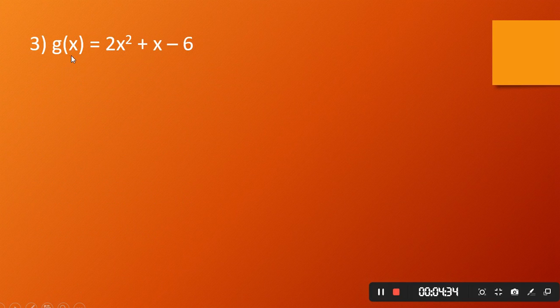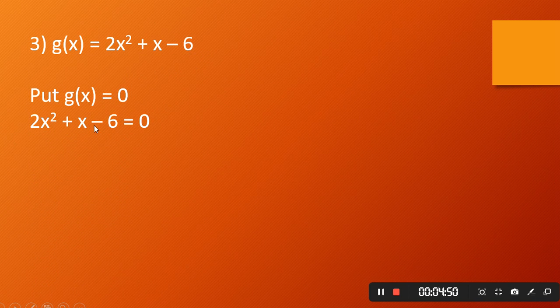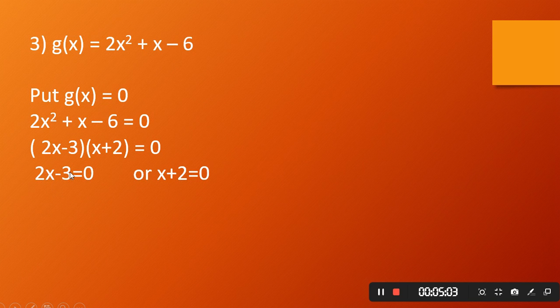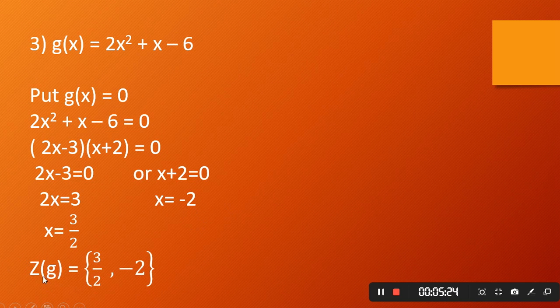Example 3, g of x equal 2x power 2 plus x minus 6. Yes, my first step is to put the function equal 0. So we have to put g of x equal 0. 2x power 2 plus x minus 6 equal 0. I use factorization because we have a trinomial. 2x minus 3 times x plus 2 equals 0. So 2x minus 3 equals 0 or x plus 2 equals 0. Here 2x equals 3 and x equals 3 over 2. And there x equals negative 2. What's my last step? Yes, excellent. You have to write Z of g. Z of g means the set of zeros of the function g, equal the set of 3 over 2 and negative 2.